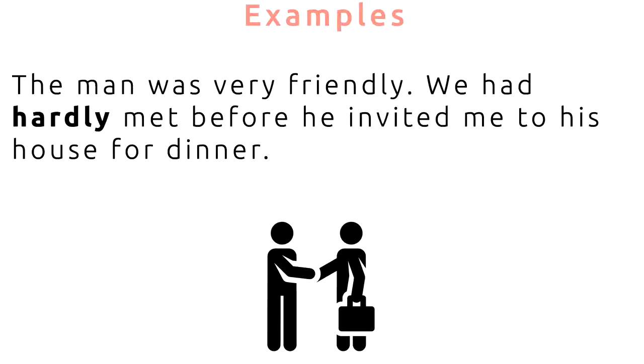Let's look at the second example sentence. The man was very friendly. We had hardly met before he invited me to his house for dinner. In this example, the person is saying that the man he met was really friendly because the first event was they had met for the first time. The second event was that he invited him to his house for dinner. These two events were very close together.